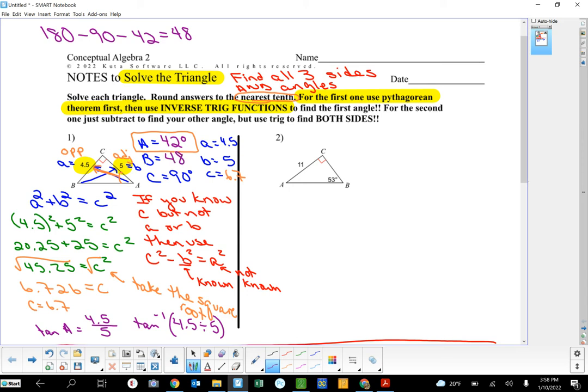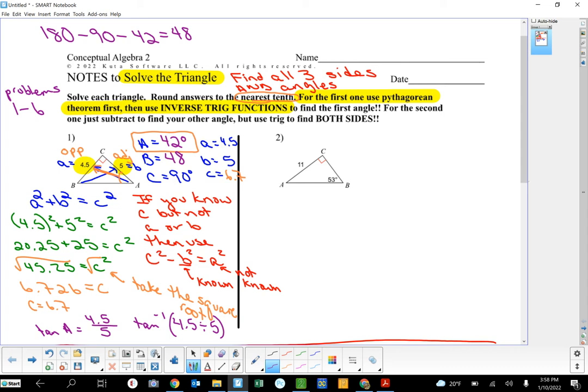Okay? So we had to do Pythagorean theorem and then just a little bit of trig on those. So when you get your worksheet, these are going to be problems 1 through 6. They're going to be just like that. Okay? You're going to have no angles and two sides, and you're going to have to work those out.